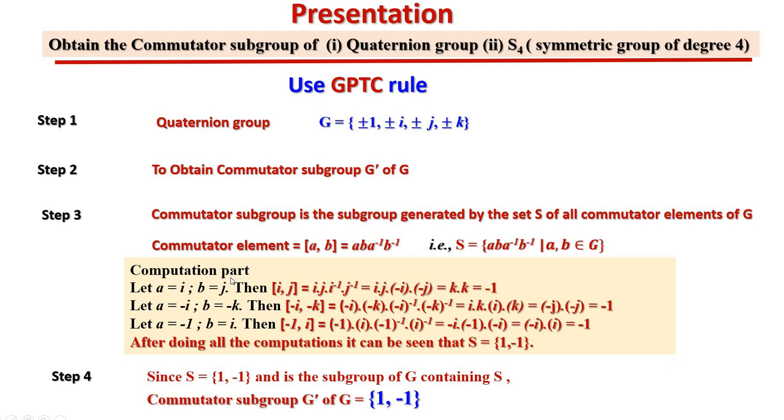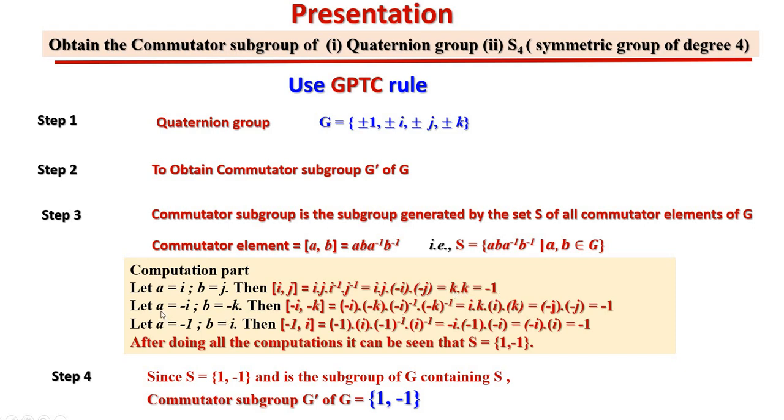Then you start computing. So you take a as i, b as j. Then you compute the commutator of i and j. By the definition it is i, j, i inverse, j inverse. So i inverse in the case of this quaternion group is nothing but minus i, and j inverse is nothing but minus j. And we also know that i times j in the quaternion group is k. So minus into minus gives plus sign, and i into j is k. And you know that k times k is minus 1.